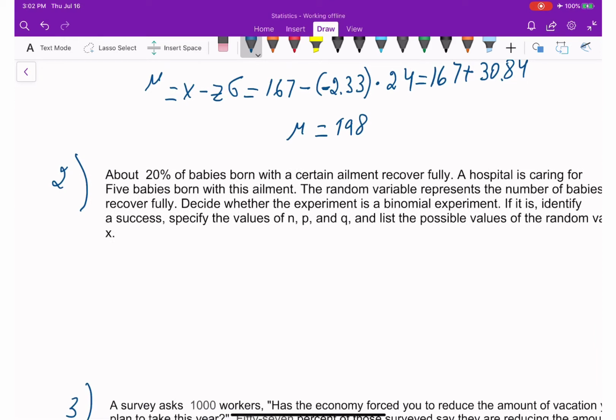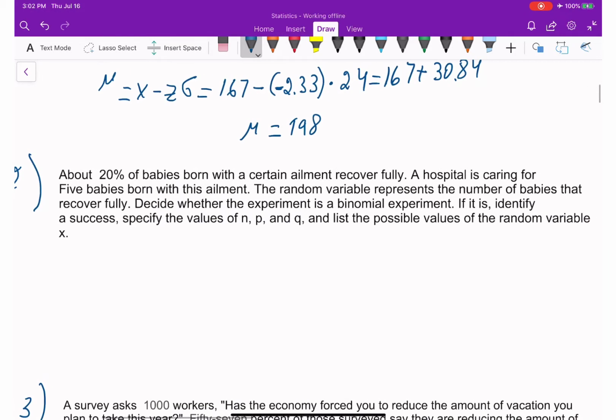About 20% of babies born with a certain ailment recover fully. A hospital is caring for 5 babies born with this ailment. The random variable represents the number of babies who recover fully. Decide whether the experiment is a binomial experiment. If it is, identify a success, specify the values n, p, and q, and list the possible values of the random variable. Okay, so let's cover it step by step.